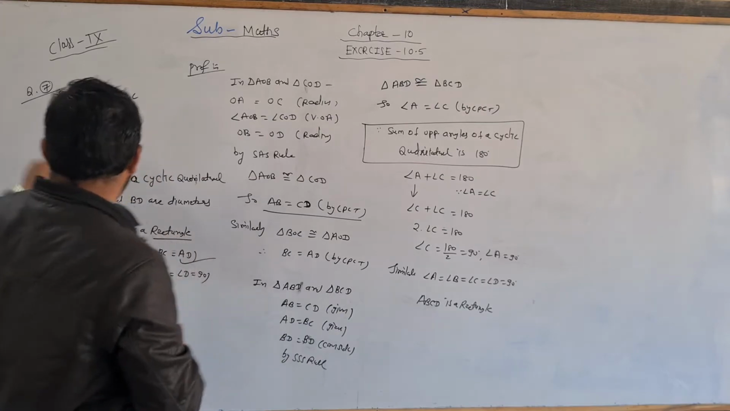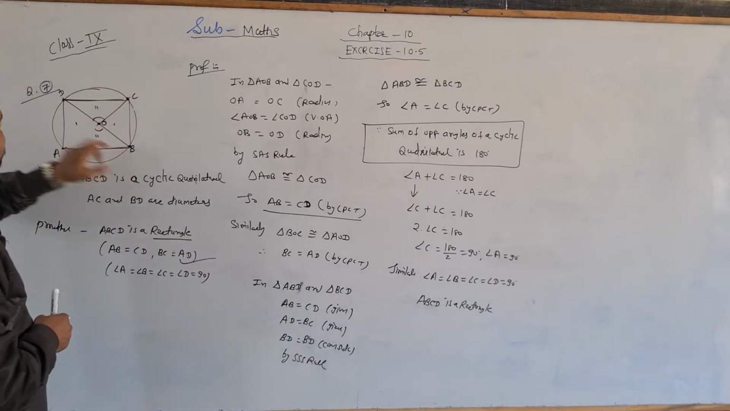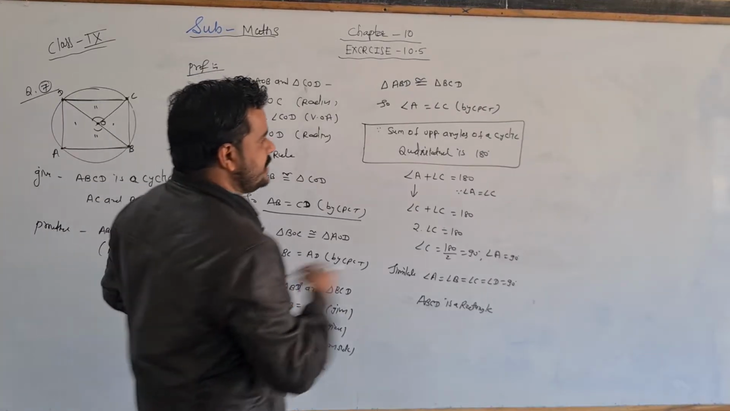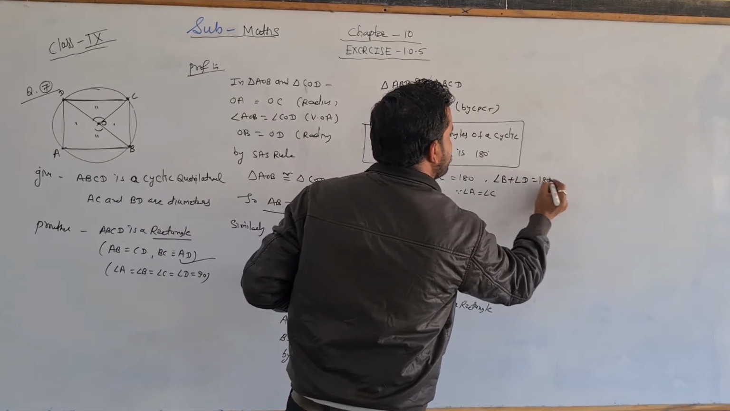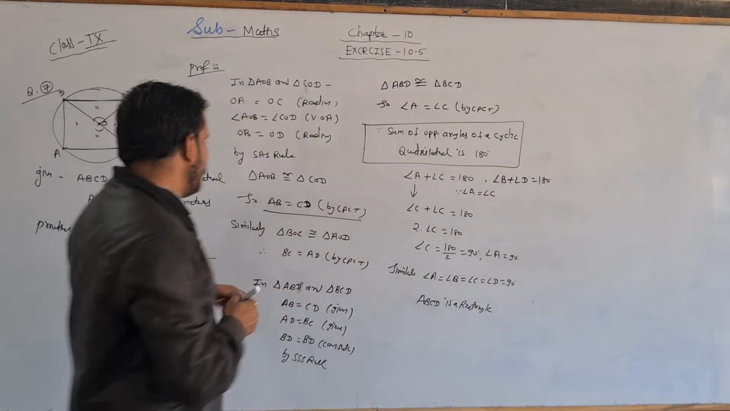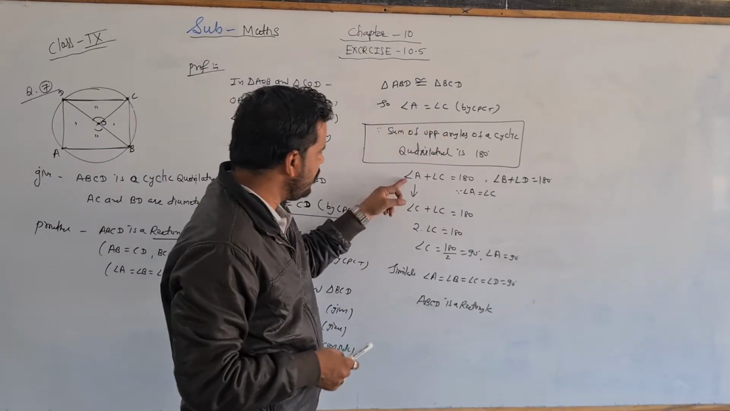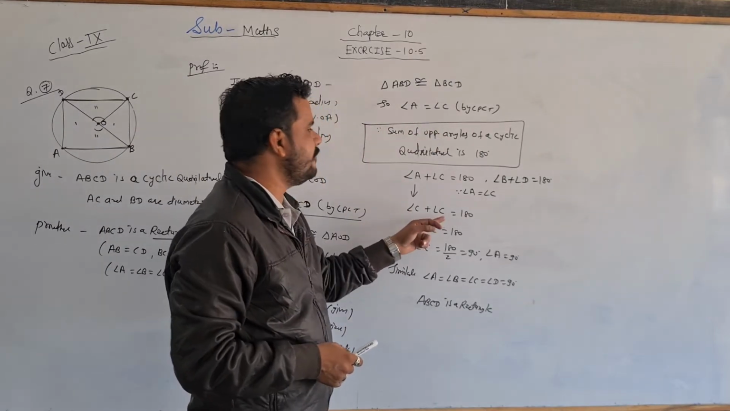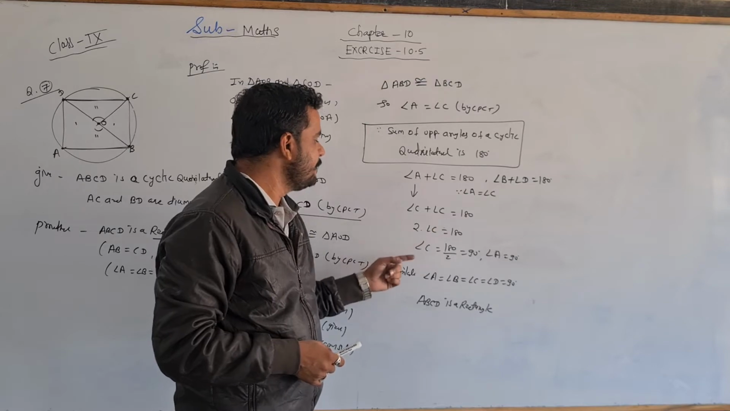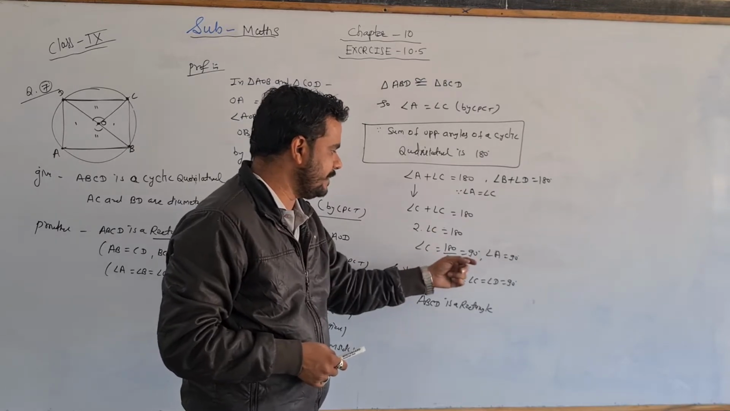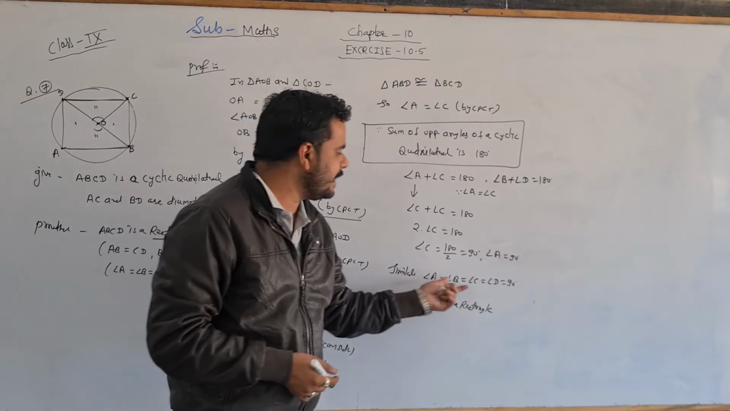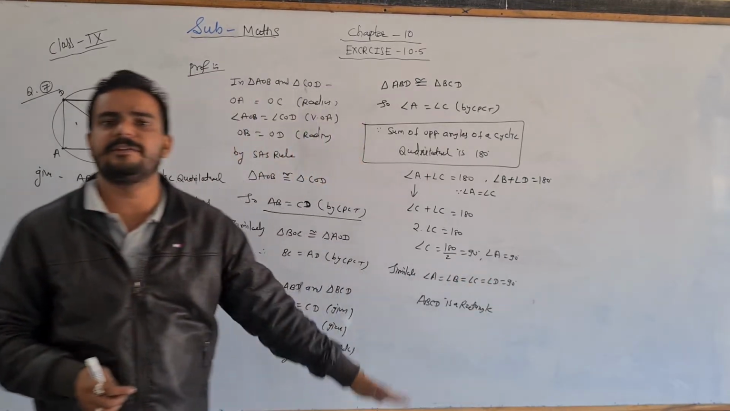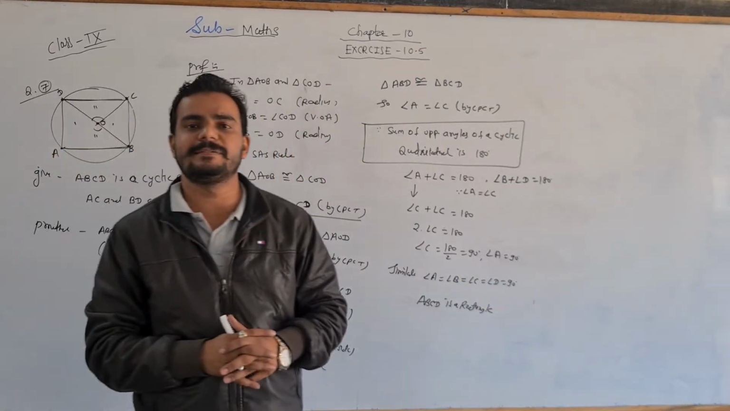So it means we can say that A plus C equals 180 and B plus D equals 180. So instead of A, we know that C is there. Angle C plus angle C, two angle C, then angle C equals 180 upon 2, which is 90. Angle A is also 90. Similarly, angle A and angle B, all angles are 90 degrees. Then it is proved, ABCD is a rectangle.